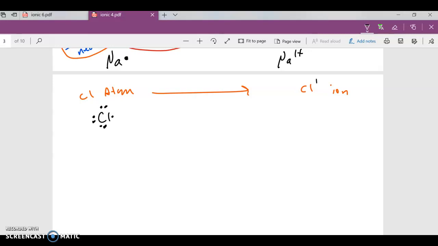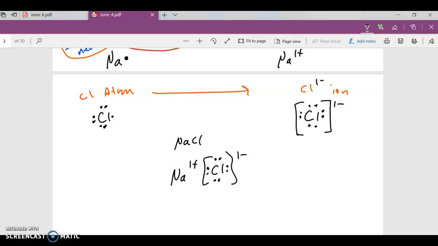Our chlorine ion over here, it's a chlorine 1-, it's an anion. So we got chlorine 1, 2, 3, 4, 5, 6, 7, and I gained 1 electron, so that makes 8. Now there's a lot of dots around here, so to show that all those electrons belong to chlorine, we put brackets around it and give it a 1-. Now if I wanted to show what NaCl looks like, NaCl would be the Na 1+, and the chlorine 1, 2, 3, 4, 5, 6, 7, 8 with a 1-.